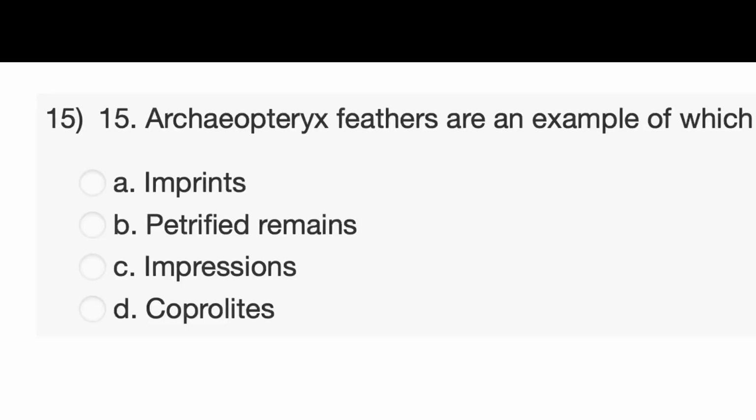Okay, moving on to the last question of this session. Question number 15. Archaeopteryx feathers are an example of which kind of fossilized remains? Lots of paleontology and fossil biology questions here. Option A, imprints. Option B, petrified remains. Option C, impressions. And option D, coprolites. These are different kinds of fossils. Now, Archaeopteryx feathers are an example of which kind of fossilized remains?